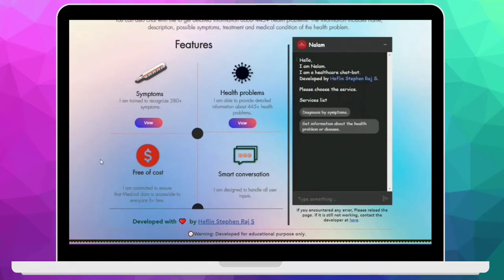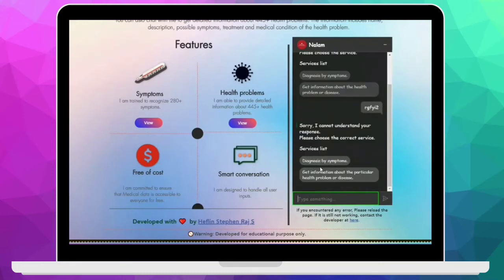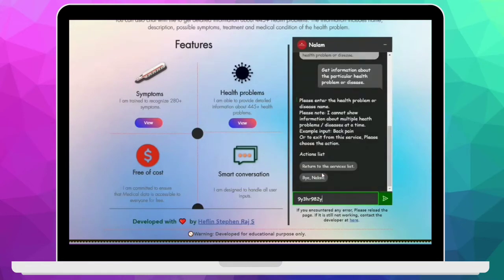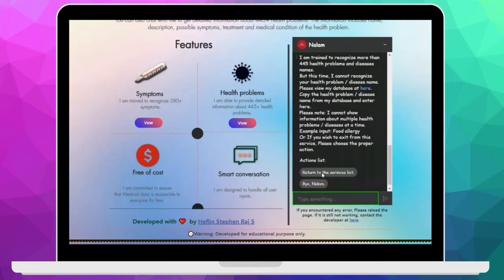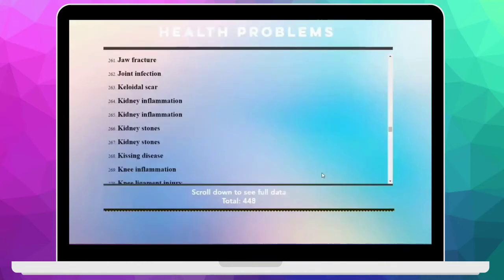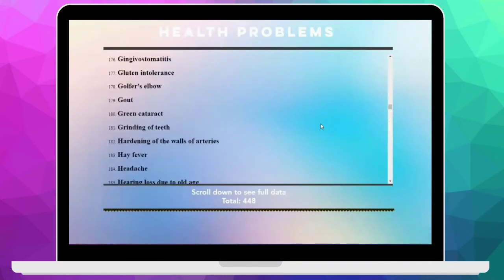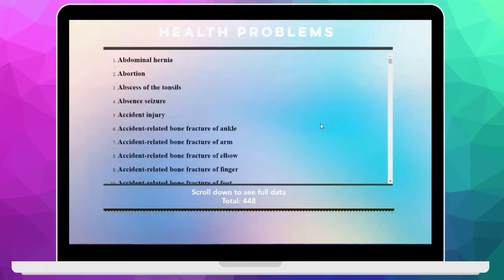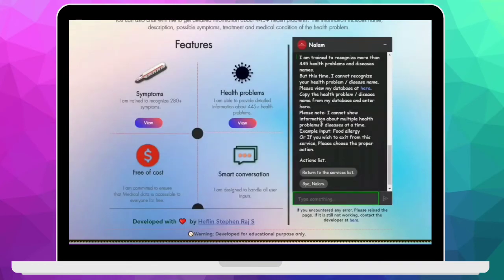Now I'm going to show you how Nalam will respond if you enter any wrong input. If you enter any wrong input instead of a health problem, Nalam will ask you to look at its health problems database and enter it again. This is Nalam's health problems database. Back to Nalam.